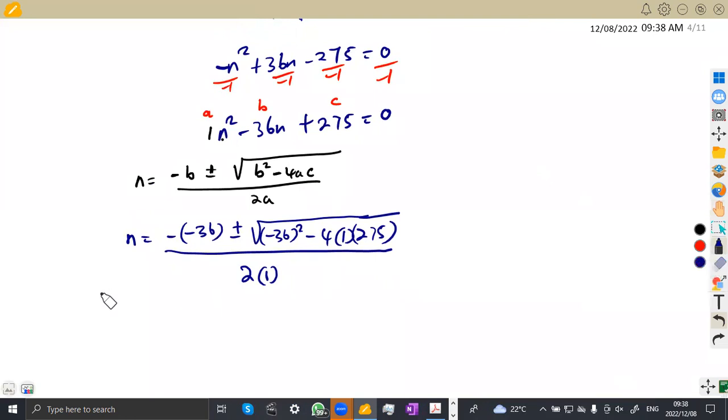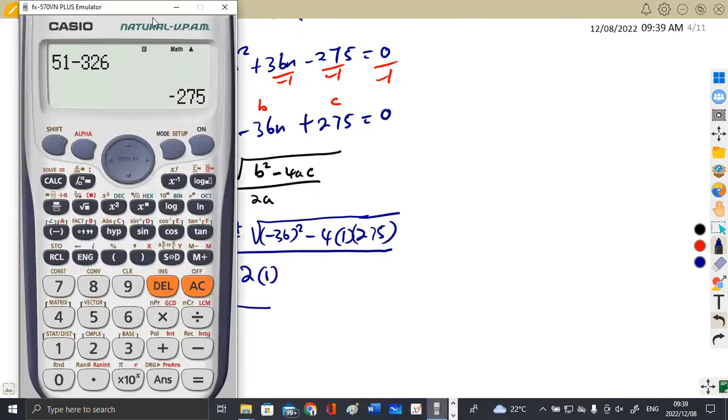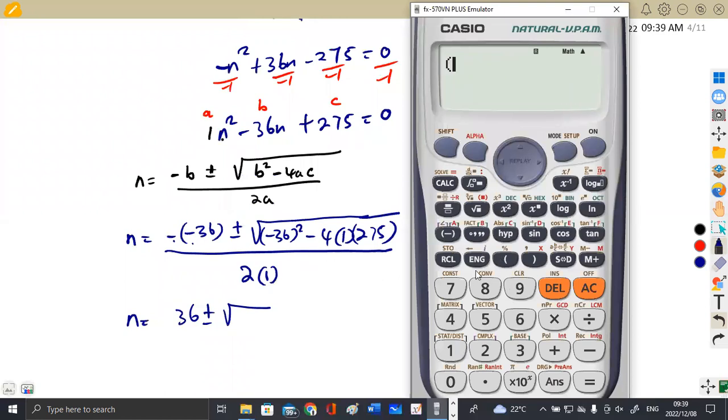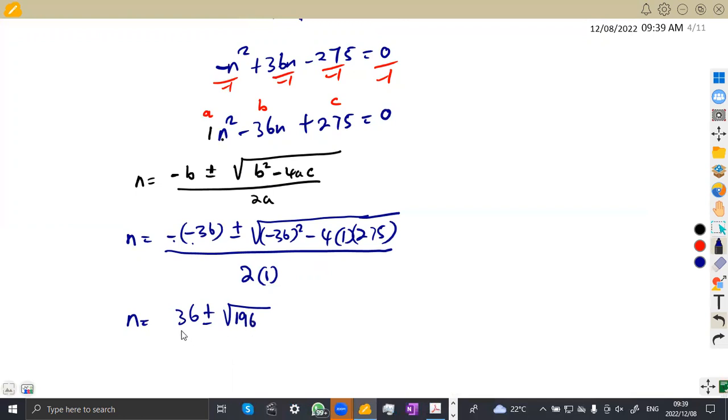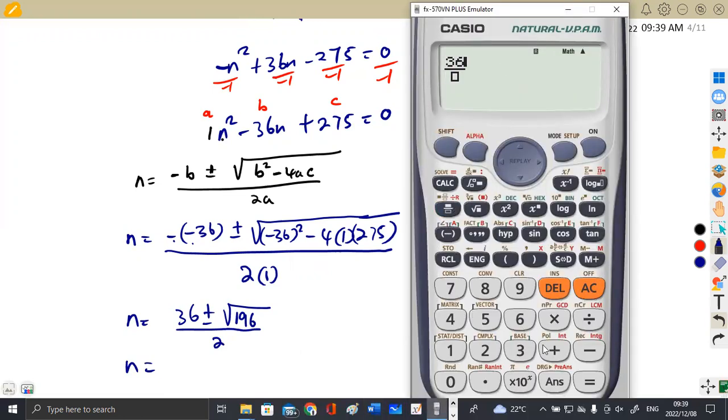To find the value of n, negative and negative is a positive 36 plus or minus the square root of, I just need the calculator to simplify the part under the square root, which is (-36) squared minus 4 times 1 times 275, which is going to be 196, everything over 2 times 1, which is 2. So you can separate the plus or minus of the square root. So that's 36 plus the square root of 196, over 2.